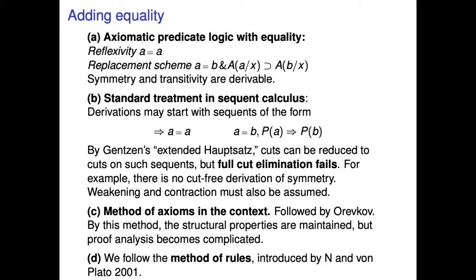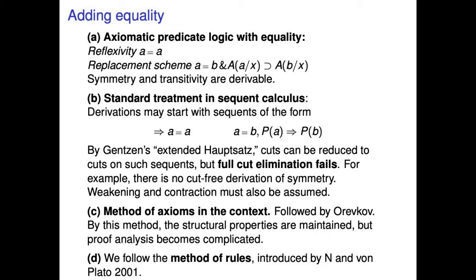But if we add these initial sequents, we lose cut elimination, in the sense that we can have generalized initial sequents. So cut is pushed up to the initial sequents, but it cannot be eliminated. One can see that cut elimination fails by showing that there is no cut-free derivation of symmetry, for example. And also the structural rules of weakening and contraction have to be added.